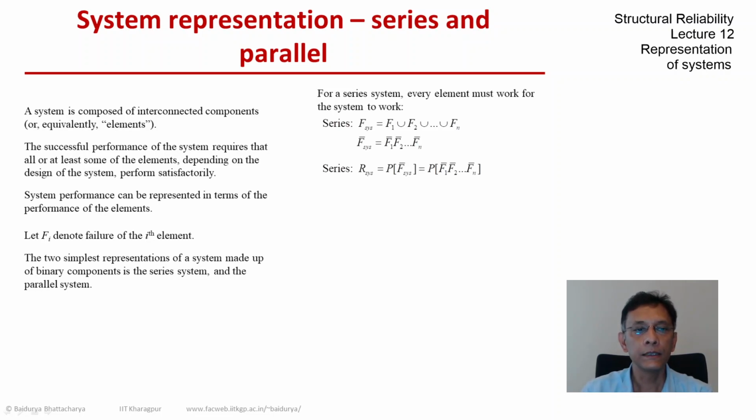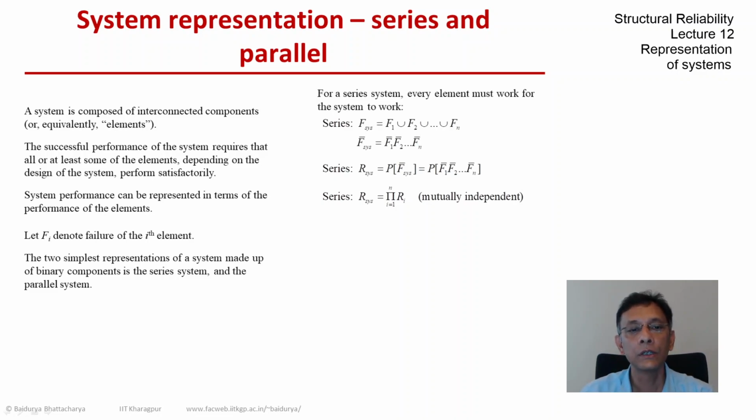The system reliability for the series system then is the probability of the intersection of all the element survival events. So P of F-sys complement, or the reliability of the system, is P of F1 complement intersection F2 complement all the way up to Fn complement. If the elements were all independent, or mutually independent, then the reliability of the system is simply the product of the individual reliabilities.